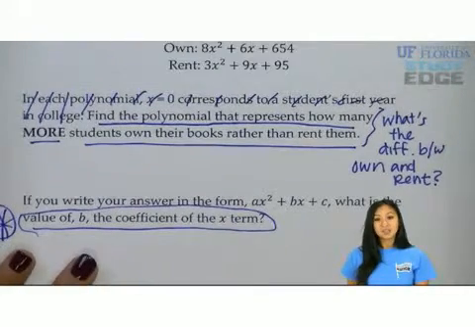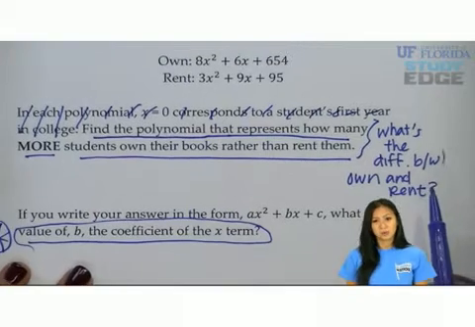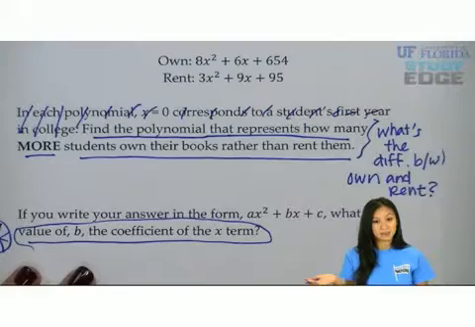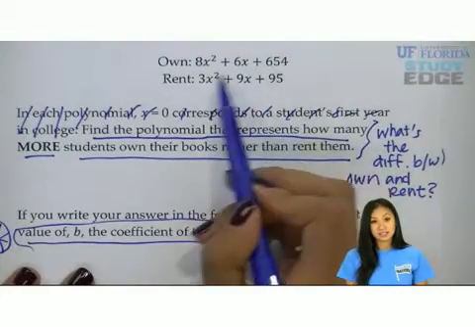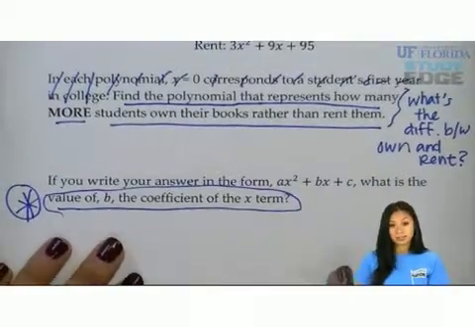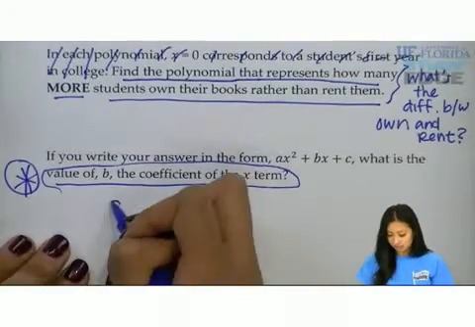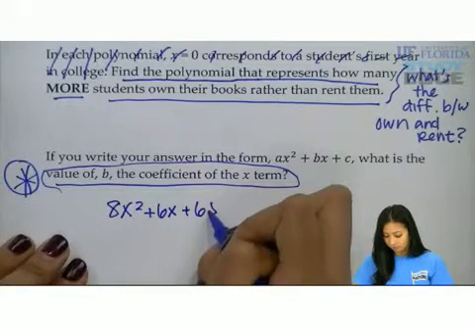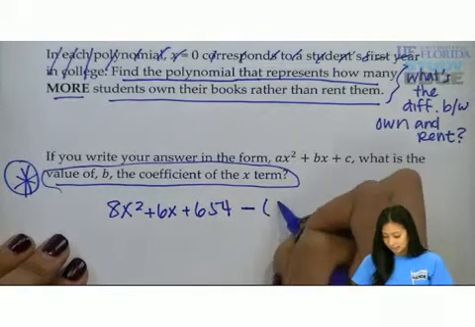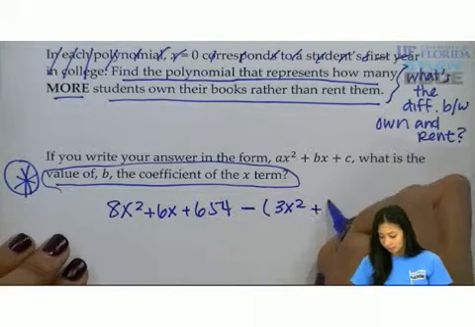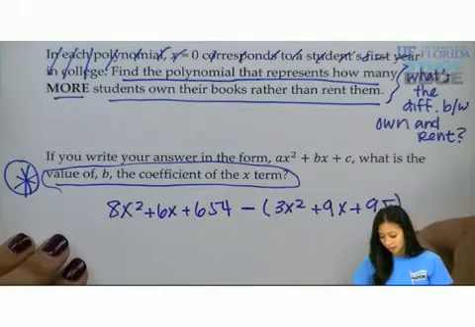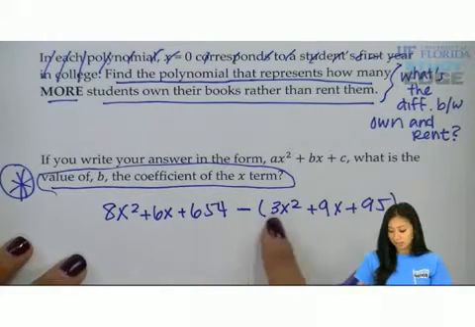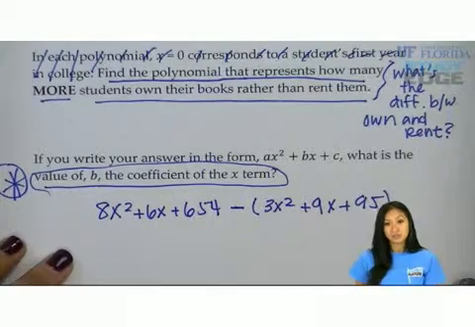All right. Since they're asking for the difference between owning and renting, the word difference tells me, hey, this is going to be a subtraction problem. I'm going to have to take this minus this. So I'm going to rewrite this down below so we can all see it. So this is 8x squared plus 6x plus 654 minus 3x squared plus 9x plus 95. All right? This first part is the students who own, and this second part are the students who rent.